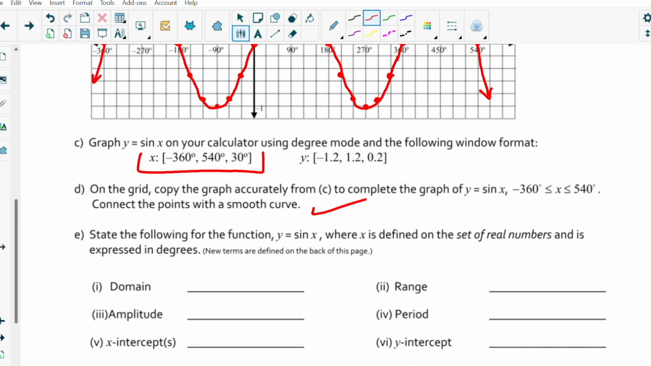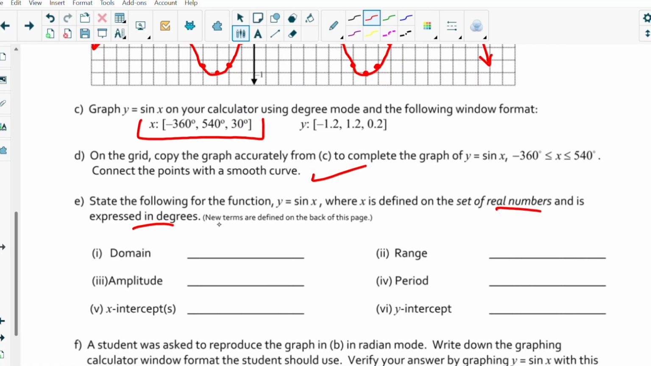State the following for the function y equals sine of x, where x is defined on the set of real numbers and is expressed in degrees. Okay, and then the new terms. We have a couple of new terms here. We'll define those in the next page, right? But just stick with me for now, okay?